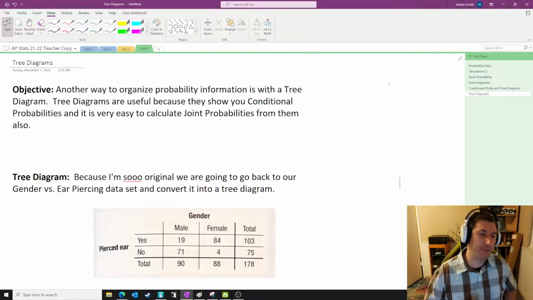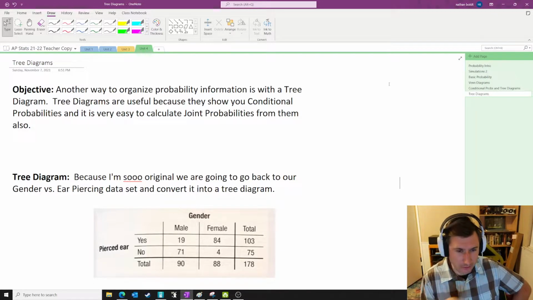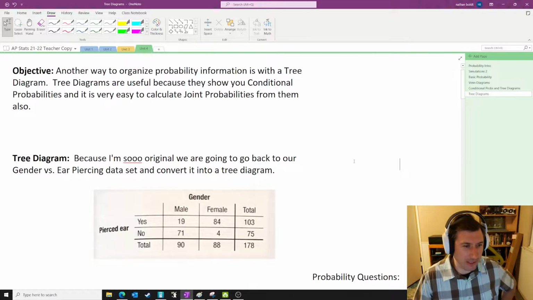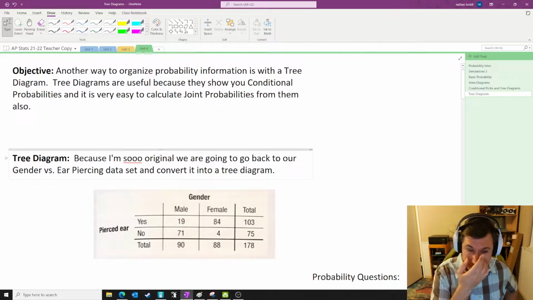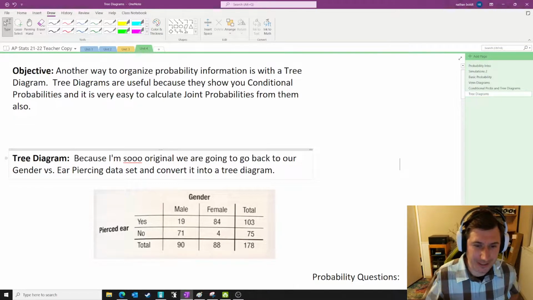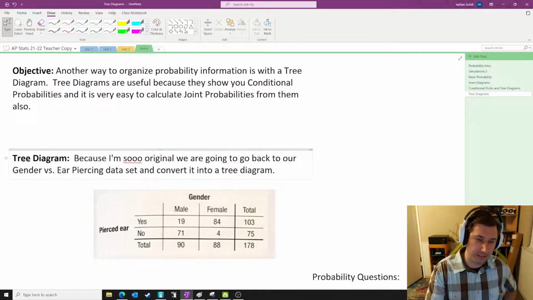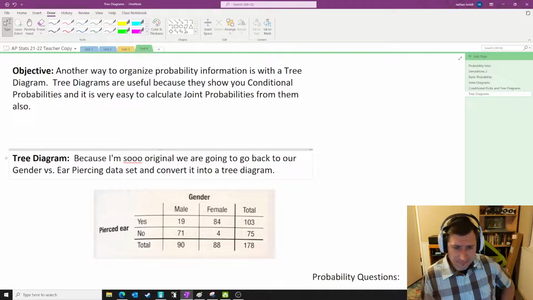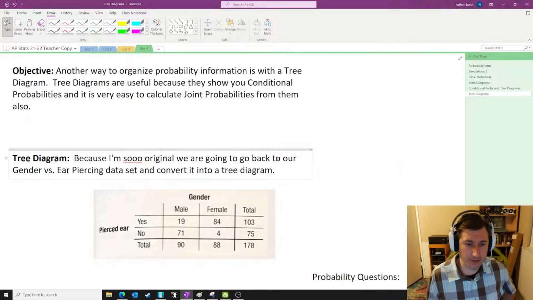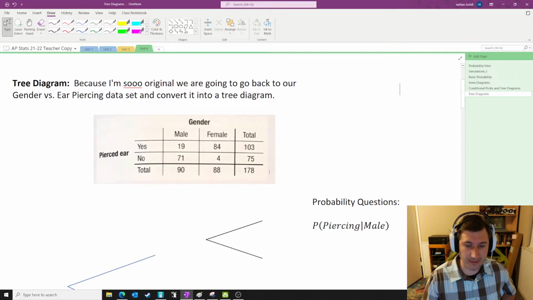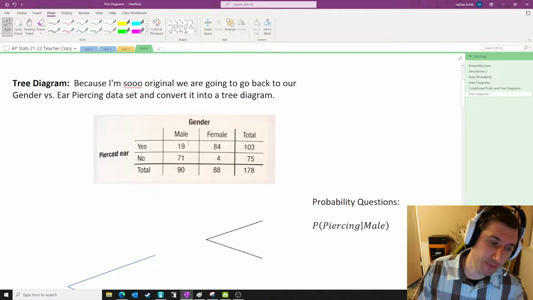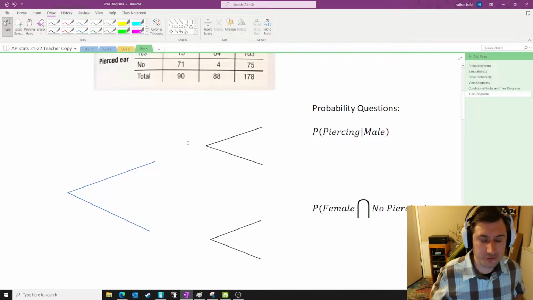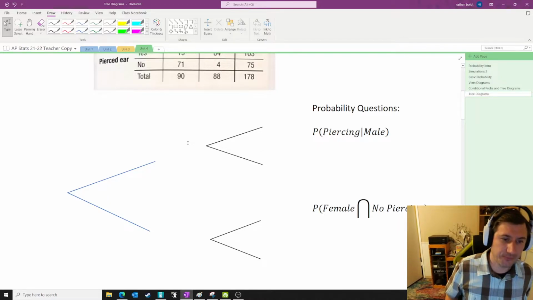So first example here. Because I'm super original and I have many great ideas, we're going to go back to our gender versus ear piercing data set and convert it into a tree diagram. So there's our raw data there about this sample of people. I think it was from a college or something. They had both male and females participate and then asked them, hey, do you have a pierced ear or not? So there's our data. But instead of putting it in a two-way table, we are going to convert it into a tree diagram like this.